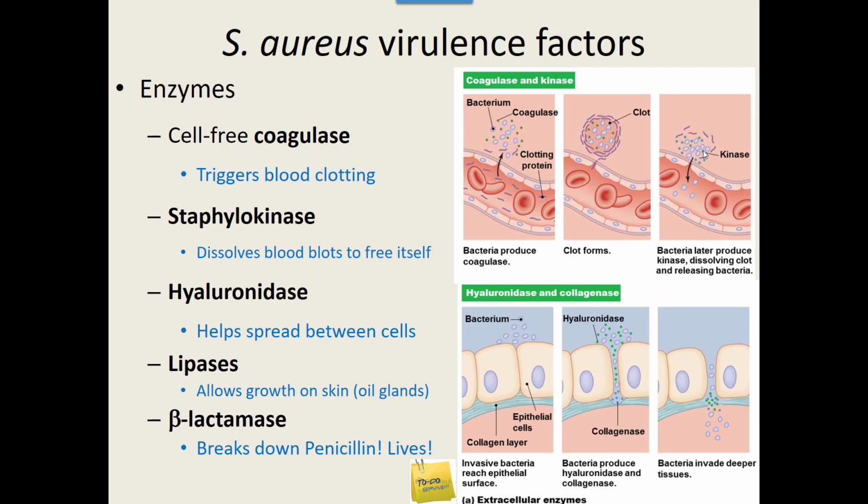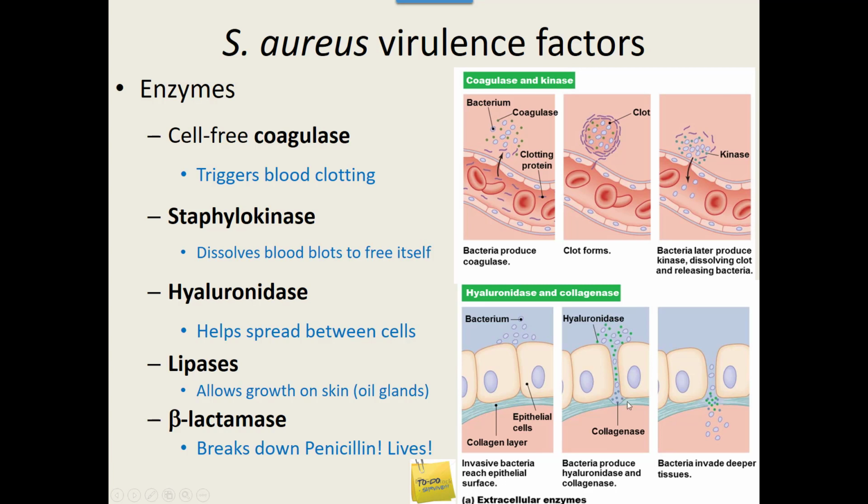It can make an enzyme called hyaluronidase. Hyaluronidase helps break apart cells, so it enables the bacteria to start spreading between cells. Instead of having two epithelial cells held together, it helps break that down and provides an entry source for bacteria to get in.